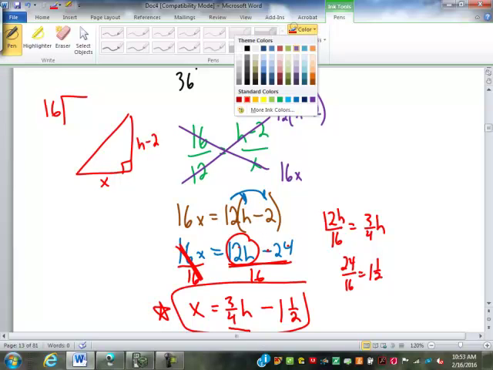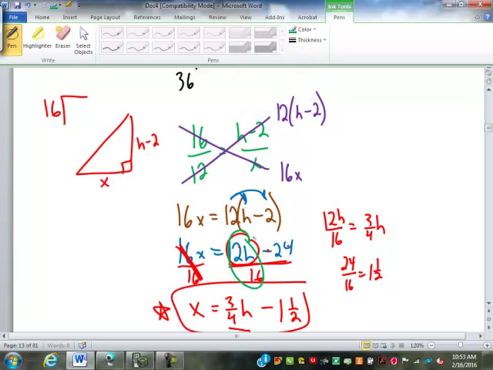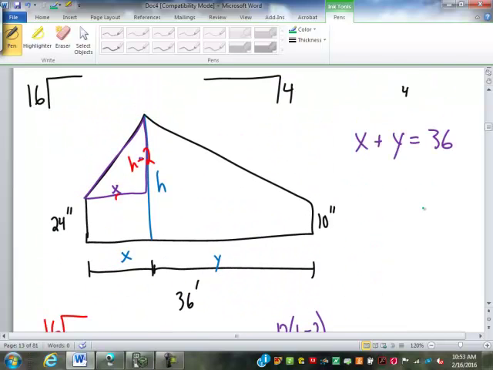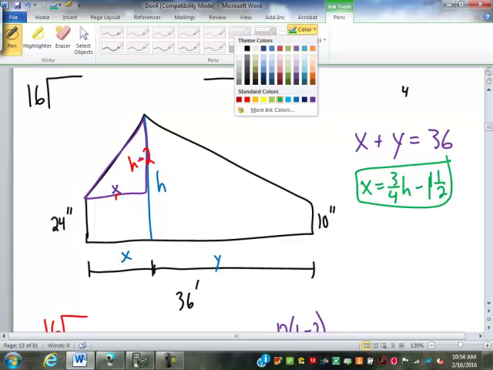Remember, you divide each piece separately. You divide this piece, then you divide that piece. So X equals 3/4 H minus 1.5. That's our second equation.